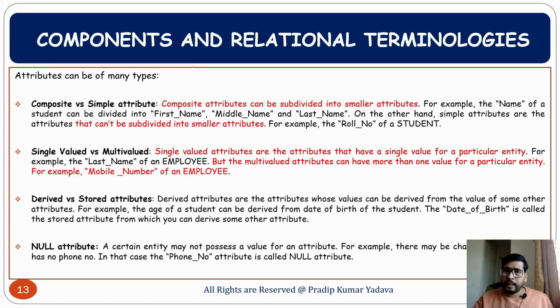But multi-valued attributes can have more than one value for a particular entity, like a phone number. Yes, a person can have more than one phone number, that is multi-valued.